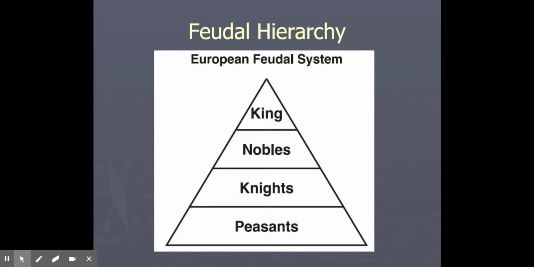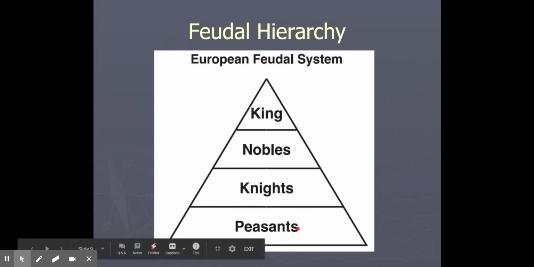The knights, just below them, are the soldiers who work for the nobles. They fight for the nobles, and the nobles then fight for the king. So they are the protection. They are the actual army. And you need lots of knights because there's lots of other armies running around, fighting and trying to steal your stuff. And of course, at the very bottom is everybody else, which is most of society.